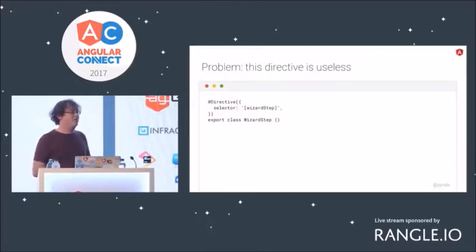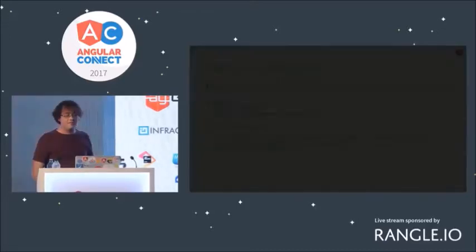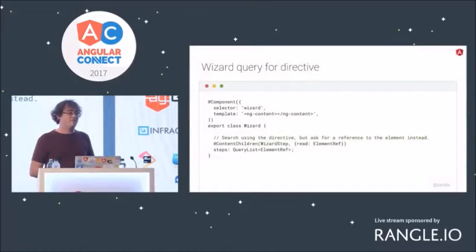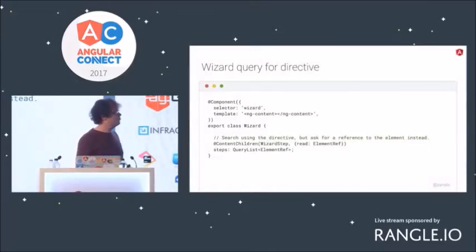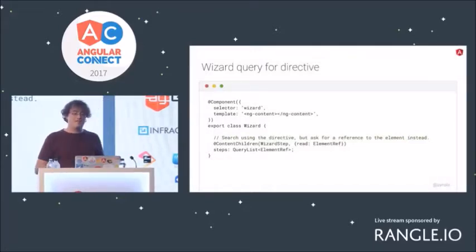So what we really want is a way to query based on the directive, but get something else back in our list. And we can take advantage of a feature of queries to do just that, and that's called reading. So we pass in a read instruction to viewChildren or contentChildren, and that allows us to specify that the query should select elements with the wizard step directive, but we really are interested in the element references. Right? We can't read out the component type because the component is different. We don't know what it is.